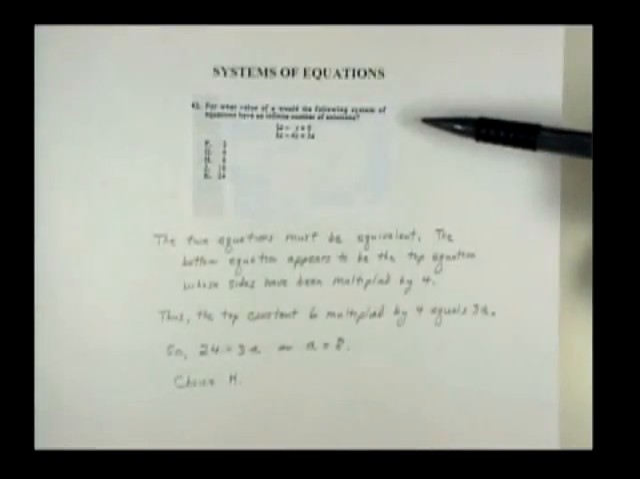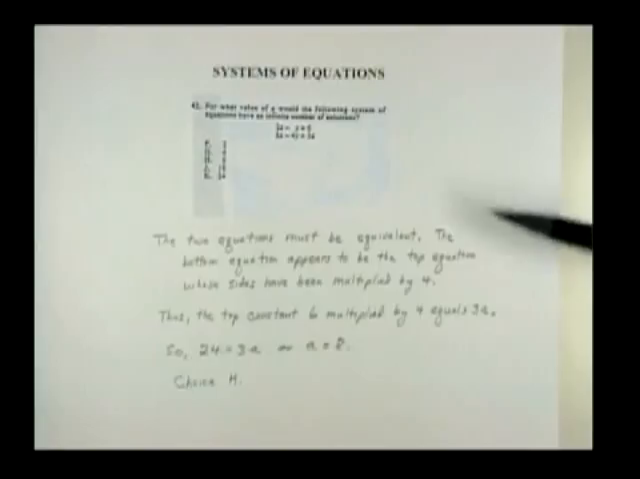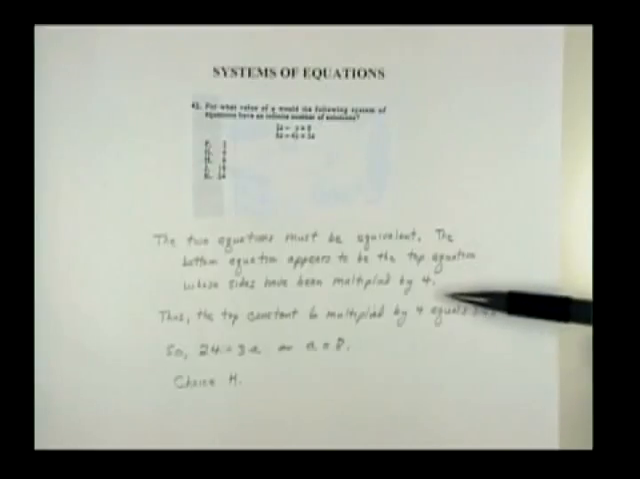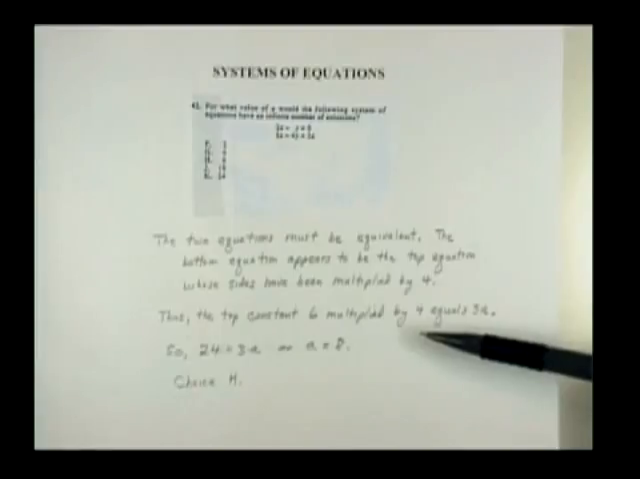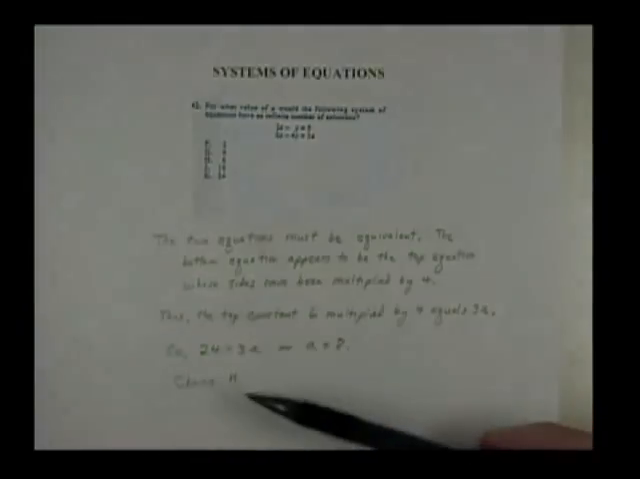For what value of a would the following system of equations have an infinite number of solutions? The system is 2x - y = 6, 8x - 4y = 3a. The two equations must be equivalent. The bottom equation appears to be the top equation whose sides have been multiplied by 4. Thus, the top equation's constant 6, multiplied by 4, equals 3a. So 24 equals 3a, or a equals 8. Choice H.